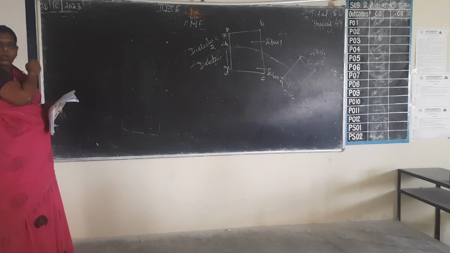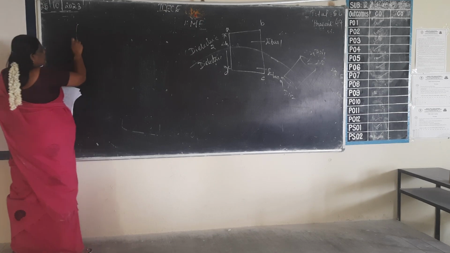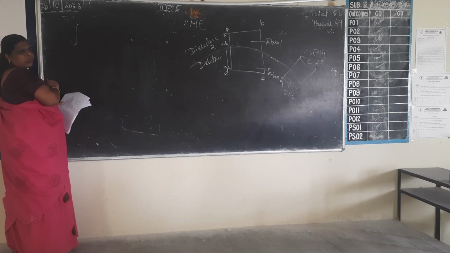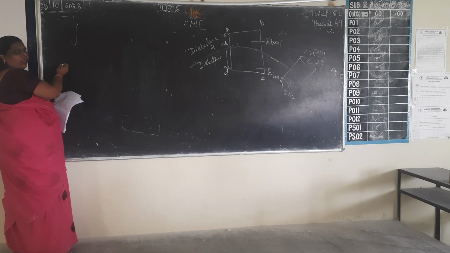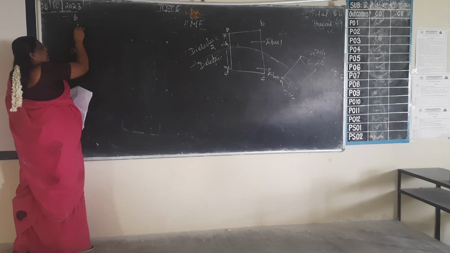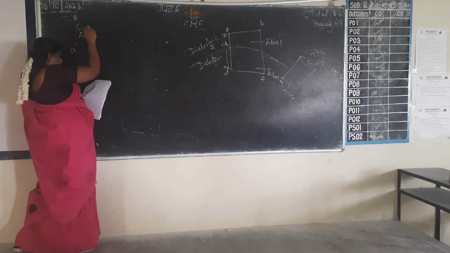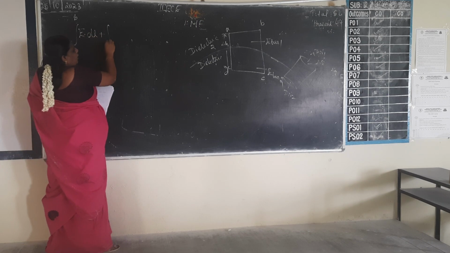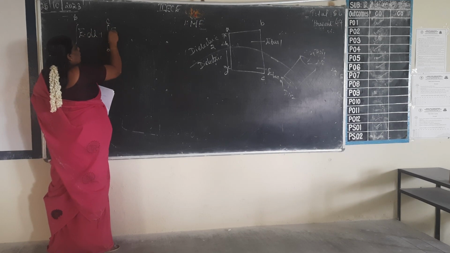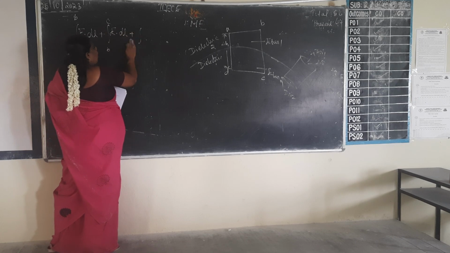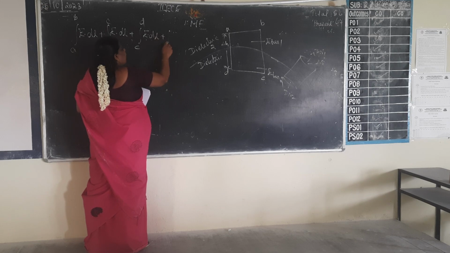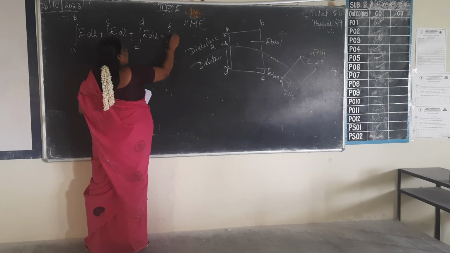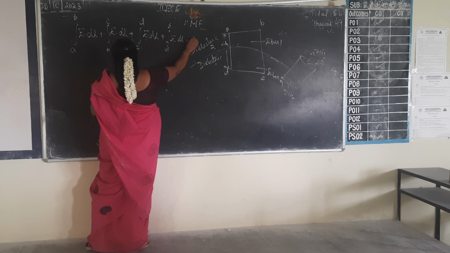So what is the first step actually? Tell me. Integral E dot dl. What are the integrals? A to B, and so on. Integral from A to B of E dot dl plus integral from B to C of E dot dl plus integral from C to D of E dot dl plus integral from D to A of E dot dl is equal to 0.